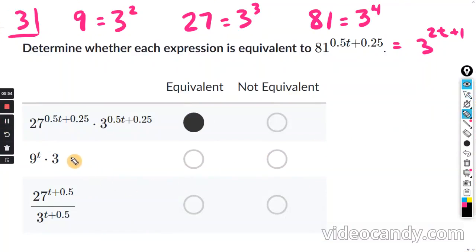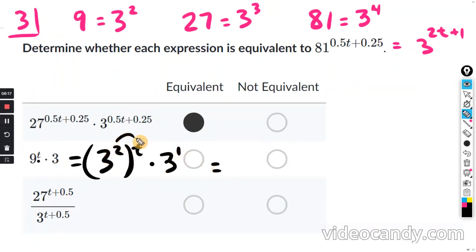Next up, let's convert this. We have a 9. We said 9 is equivalent to 3 squared, and that is raised to the power of t. And that's going to be times 3. If it helps you, 3 is the same as 3 to the first power. Multiplying exponents, 3 squared to the power of t is going to be 3 to the power of 2 times t. I just multiplied these exponents. Times 3 to the first.